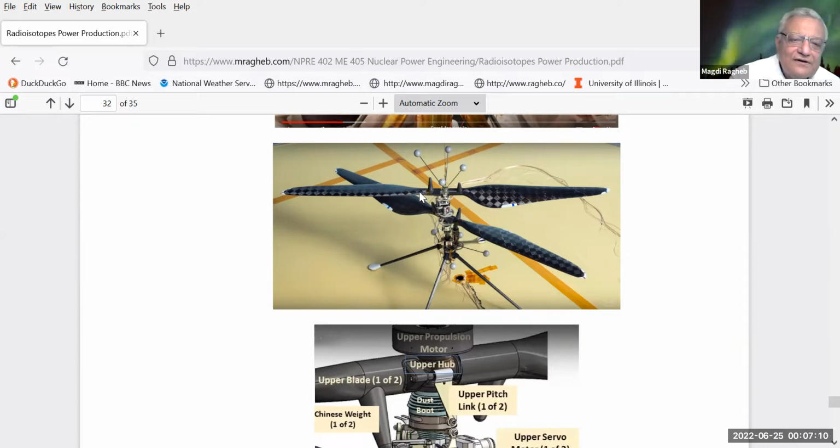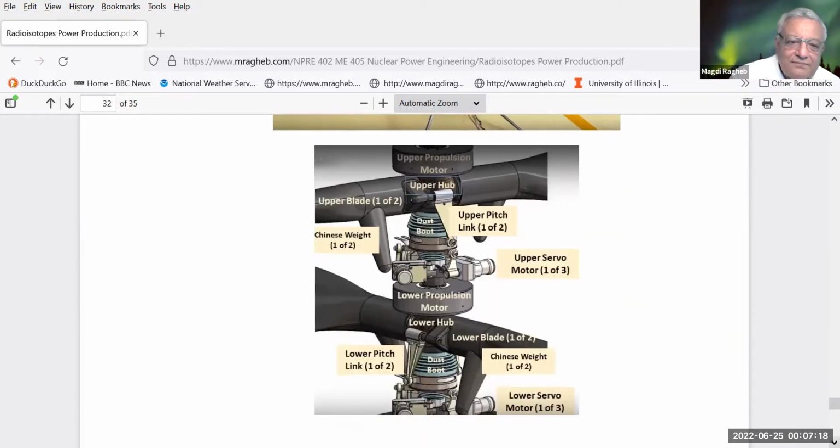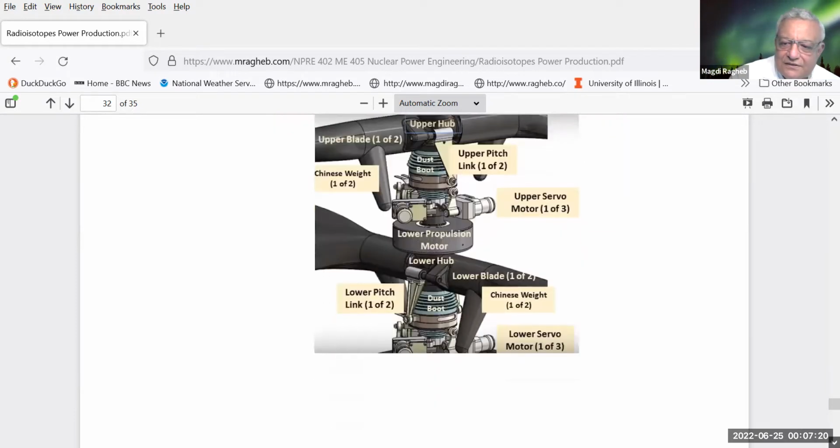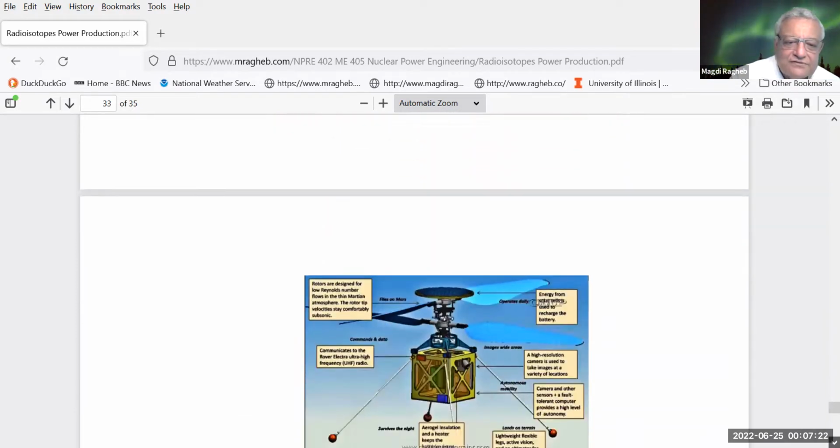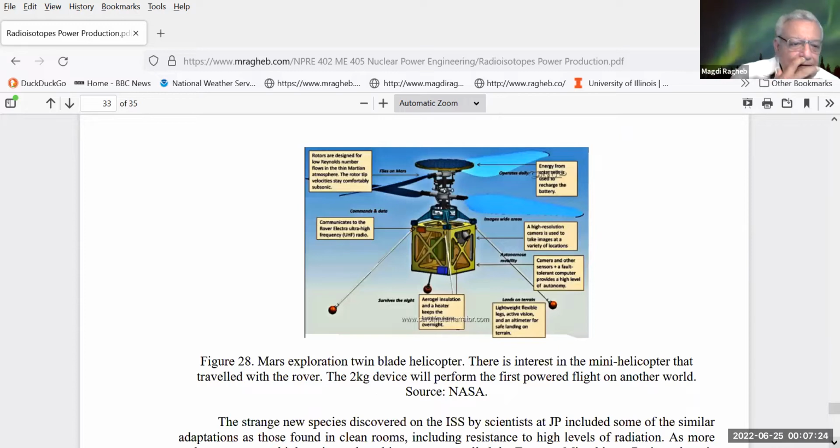So they have a great rate of rotation, those counter-rotating blades, and then they tested it already. It can fly on pre-programmed missions on the surface of Mars. So that is creating a new capability for the exploration. It's a twin blade helicopter. Its weight is only 2 kilograms.